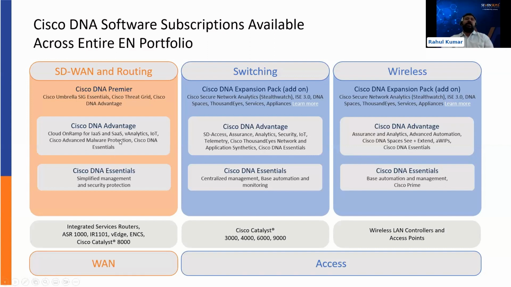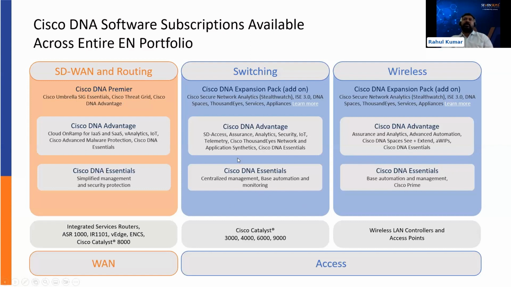And on top of that, if you want to go further with more features, then we have to choose the Cisco DNA Premier licenses, which will again add Cisco Umbrella Essential licenses, Cisco Threat Grid, and Cisco DNA Advantage. So Cisco DNA Premier will have all the licenses and features of the below two licenses. It will be a bundle, the Cisco DNA Premier license.